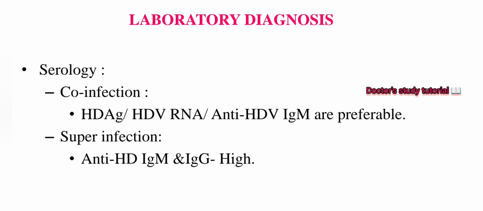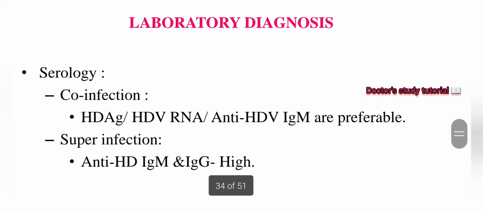Then another topic is laboratory diagnosis. Serology. In co-infection, hepatitis D antigen or hepatitis D virus RNA and anti-hepatitis D virus IgM are preferable. In superinfection, anti-hepatitis D IgM and IgG are higher. So we can differentiate here that IgM alone is preferable in co-infection with hepatitis D, and in superinfection IgM and IgG both are high.